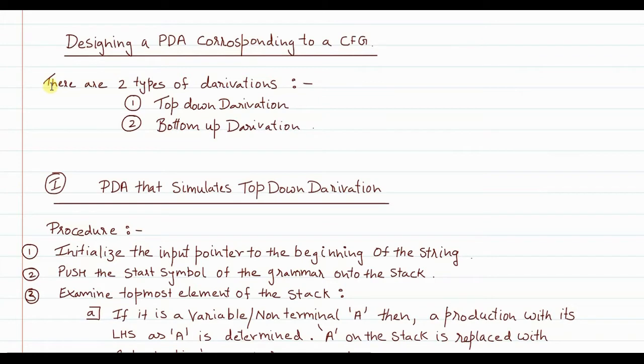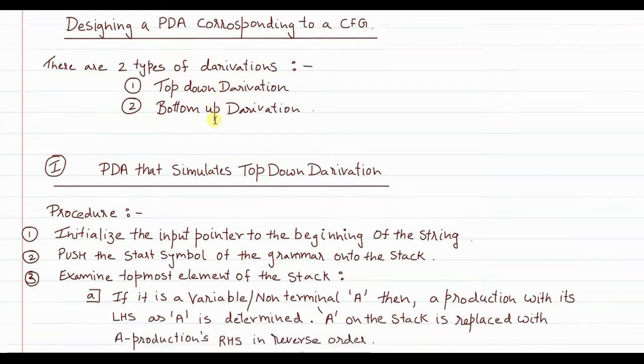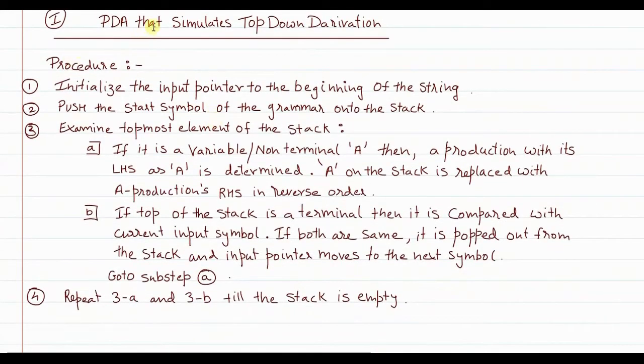Now for such a method there are two types of derivations. You have something called top-down derivation, and you have something called bottom-up derivation, out of which today we are going to see the first method, called top-down derivation. So a PDA that simulates top-down derivation: here there is a small procedure that we need to use.